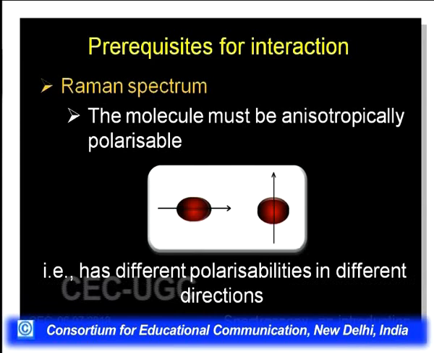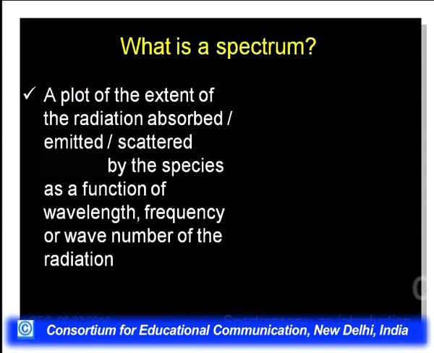Okay, let's move further. So we have seen that it's not that all radiation will interact with all random molecules. There are certain kinds of prerequisites. So suppose the two can interact. What happens as a consequence of that? When the radiation and matter interact, they give me an outcome. The consequence of that happens to be a spectrum.